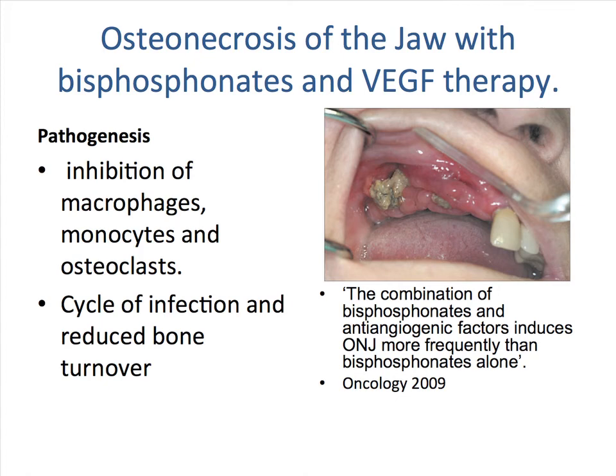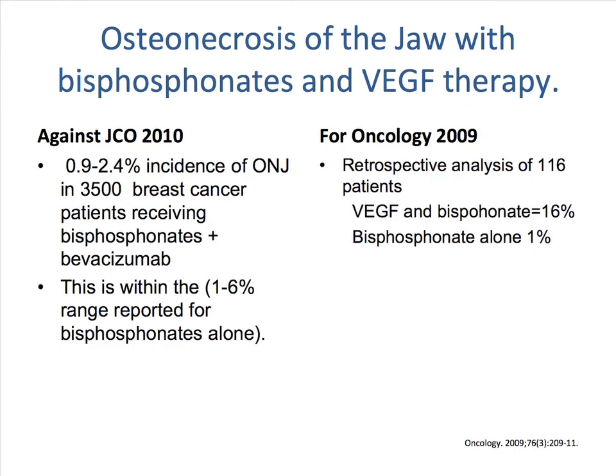The pathogenesis of osteonecrosis of the jaw, it's driven again by macrophages. It's the inhibition of these macrophages, which in turn results in inhibition of osteoclast activity. And this is a reduction in the tumor bone turnover, but also it's characterized by an infective process. And I just want to go through the evidence very quickly in the last minute.